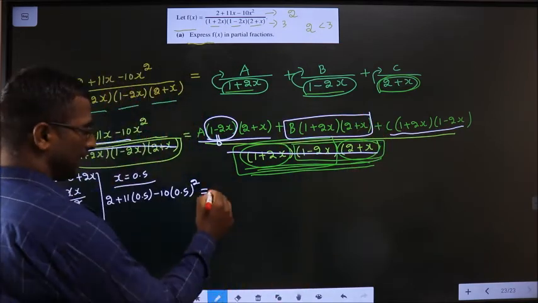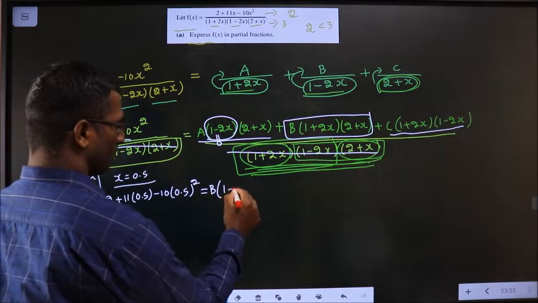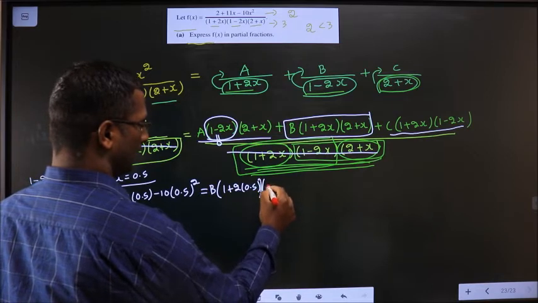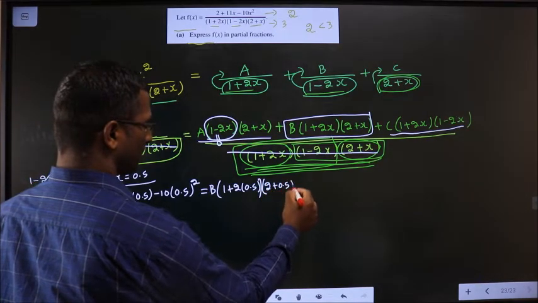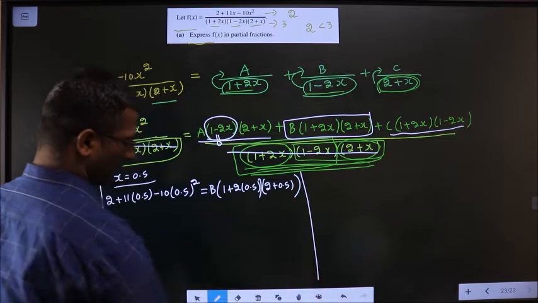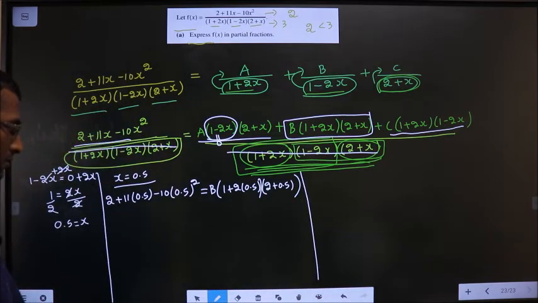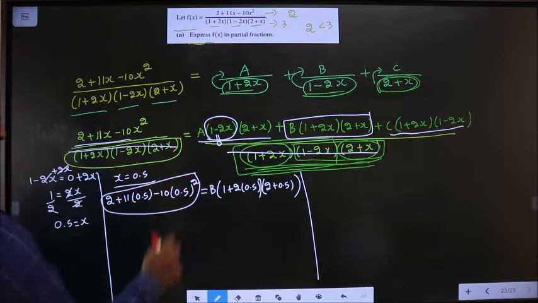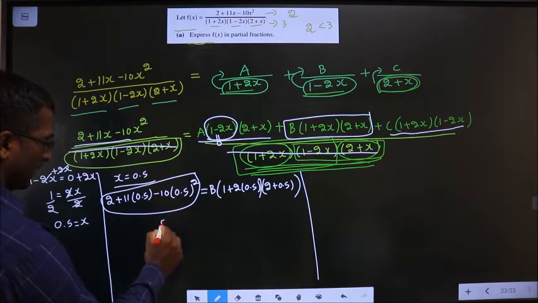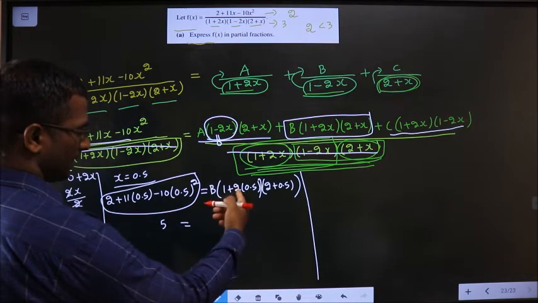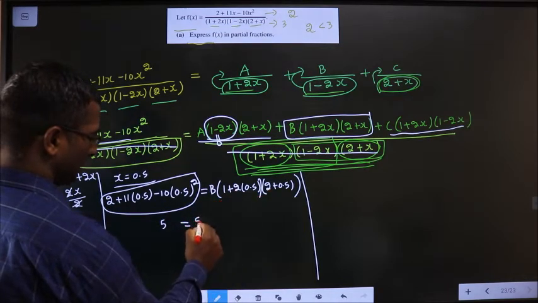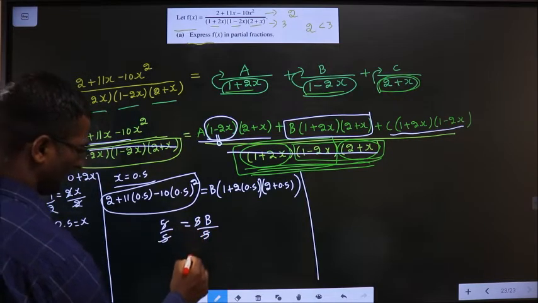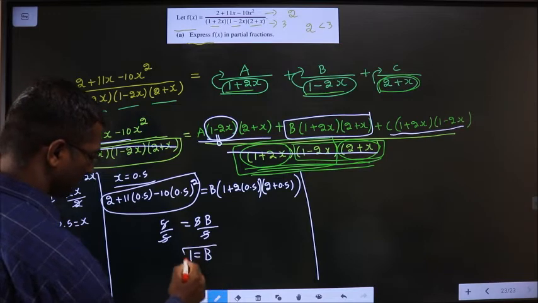So that is b times 1 plus 2 times 0.5 and 2 plus 0.5. Okay. Now, if you put this entire thing in the calculator, you get this 5, and here it is 2 and here 2.5 is 5. So 5b. Now divide by 5. Thus you get the b value to be 1.